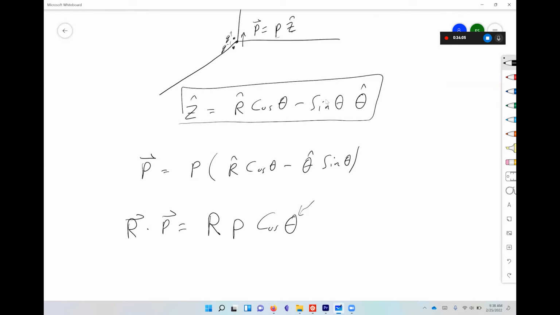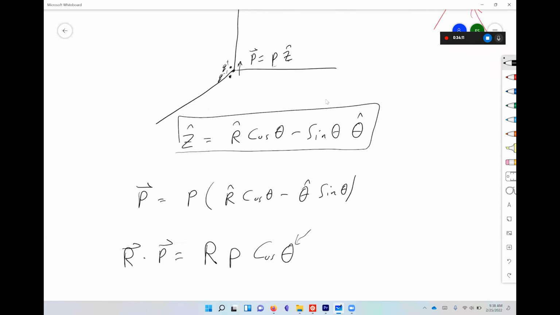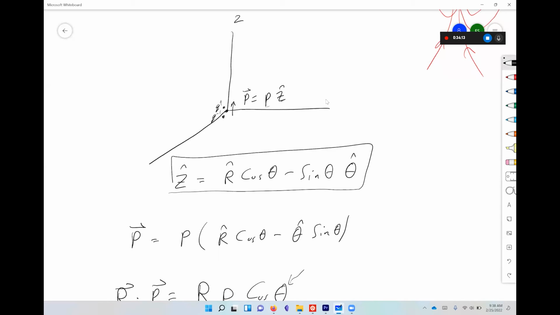This theta now is the same theta as in the spherical coordinate system. Why? Because the dipole is pointing along the z-axis. So the theta here is the same as the theta between the dipole and the point in space where we are finding the field. This direction r is really the same as the theta of the spherical coordinate system, because the dipole is pointing along the z-axis.